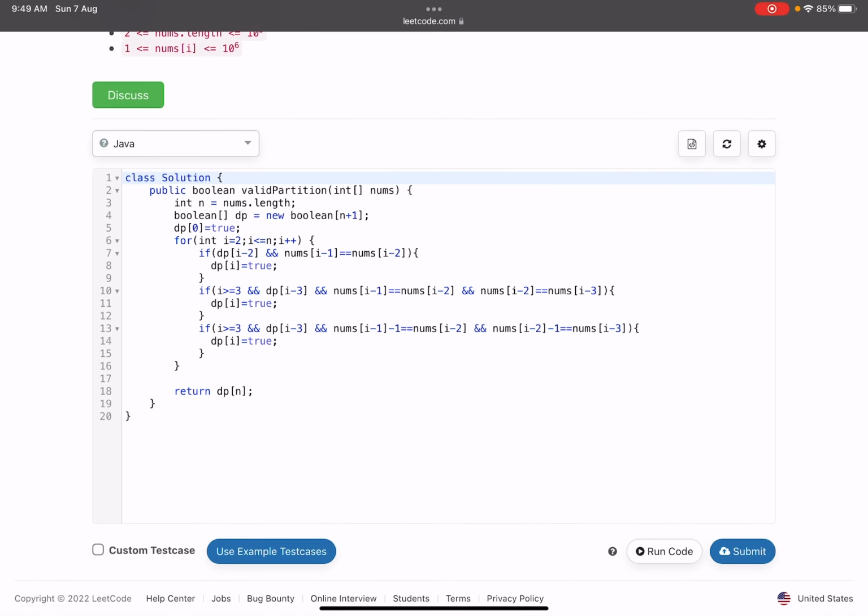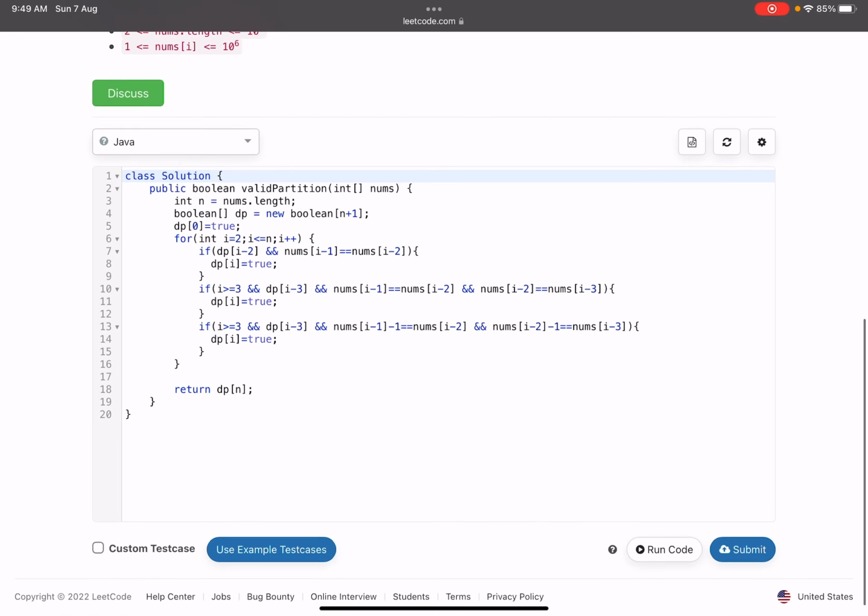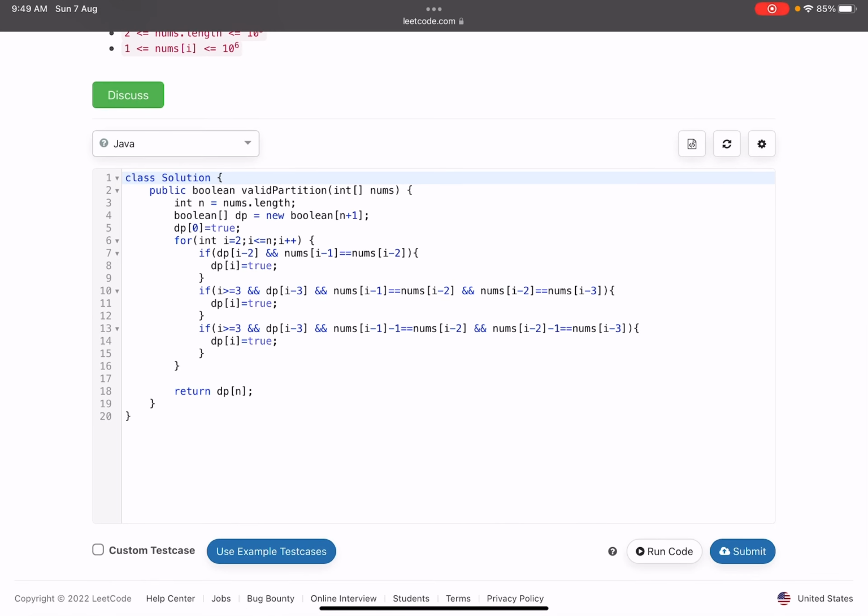So here you can see on line number 4, I have taken a boolean array dp, where dp of I represents whether the subarray 0 to I is forming a valid partition or not, or basically whether that subarray can be transformed into a combination of valid partitions. Now dp of 0 is true, because if you don't have any elements, that will be true, right?